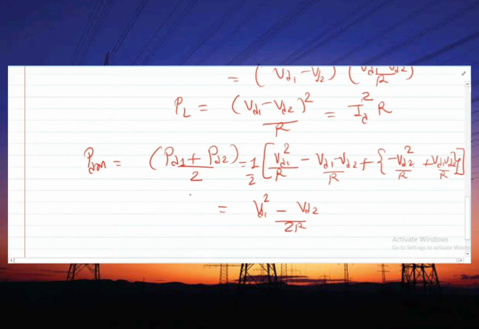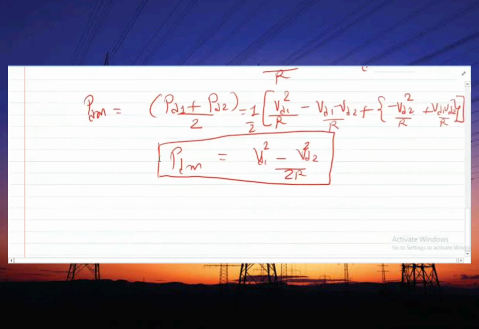But this is your power at the middle of the DC line. Remember this: it's VD1 square minus VD2 square divided by 2R. So the power at the rectifier end can be expressed in terms of the middle of the line. PD1 is equal to the power at the middle of the line plus half losses. This is for the rectifier end. Similarly, we can write the power at the inverter end in terms of PDM: PDM minus half losses.